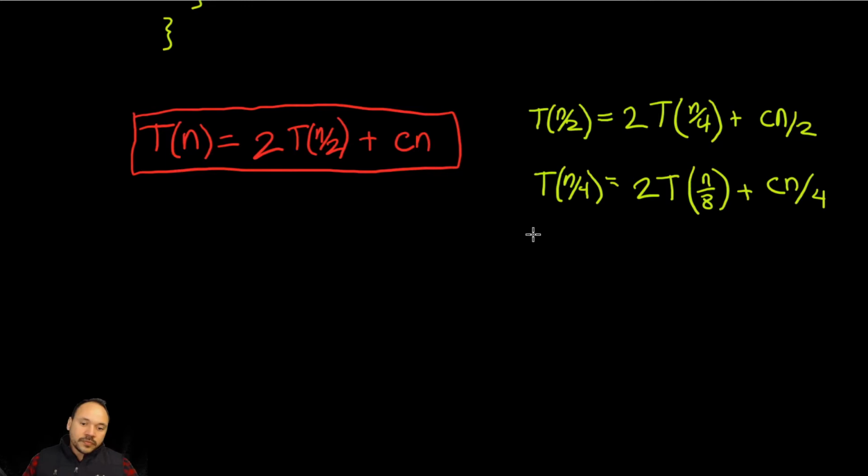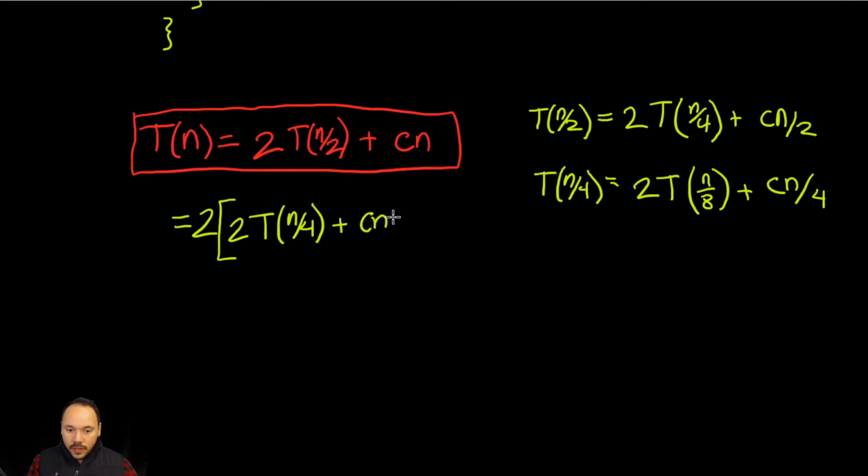So now let's replace these two formulas into this one. T(n) is equal to 2 times, and now we're going to do the brackets, so we can replace the whole expression T(n/2) with this whole expression. So we have 2T(n/4) plus cn/2.